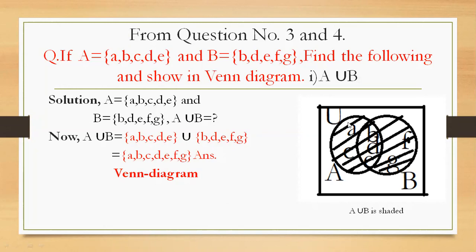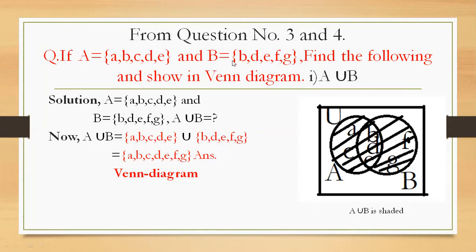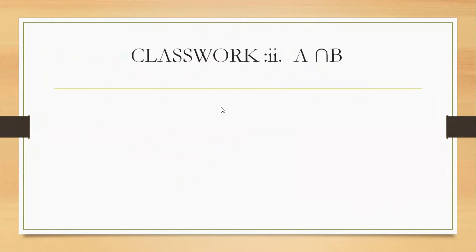Are you clear about this question? Yes, sir. Okay. Now I am going to show you the next slide. Now it goes like this, look here. Has it come there? Classwork number 2, A intersection B.